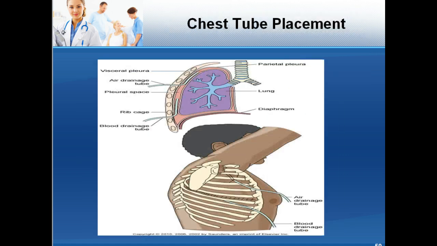As far as the chest tube placement, we're not going into a whole lot, but basically it's showing where the chest tube is placed within the cavities: the air drainage tube here, and the blood drainage tube, within the pleural space of the lungs. That's basically it, and that's because of post-op.